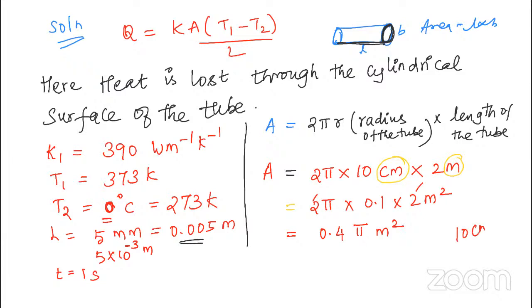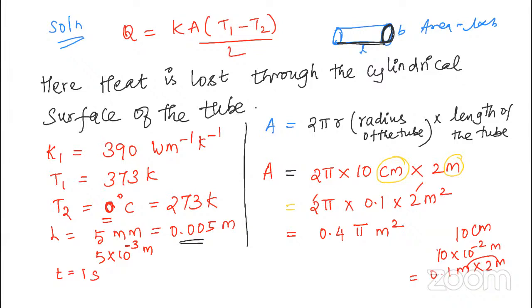Ten centimeter, 10 into 10 power of minus 2 meter. We can forward 2 digits before, so for 0.1 into meter, right? And here it is 2 meter. So meter into meter, it is meter square. So that is the next step.